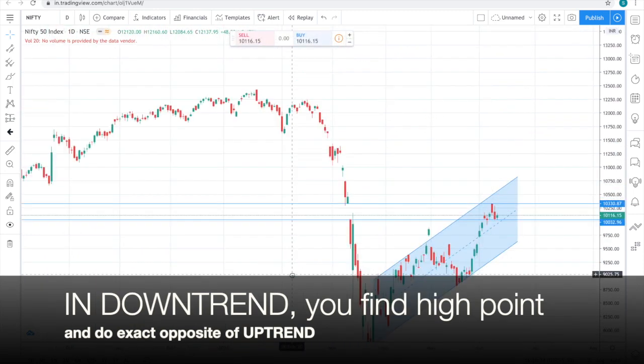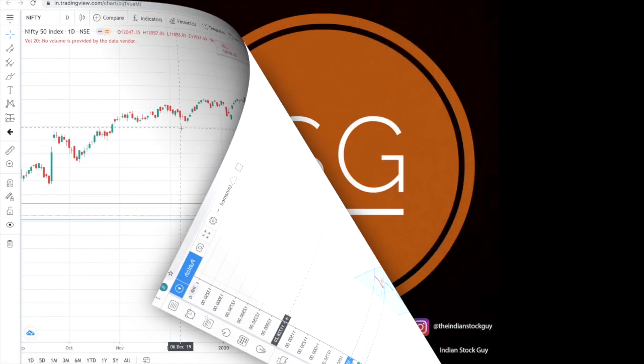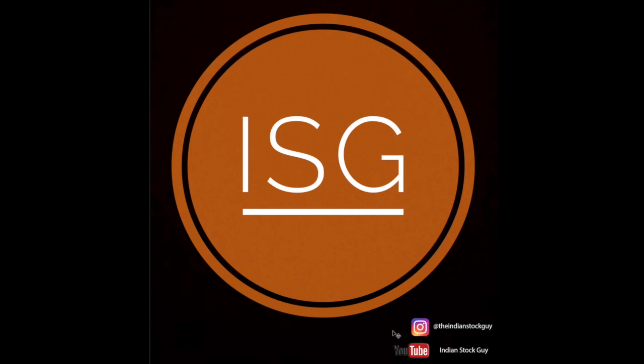And the same I do for the downtrend, take the parallel channel and drop it downwards. Alright guys, so this was much about support and resistance levels in different trends: sideways, uptrend and downtrend.